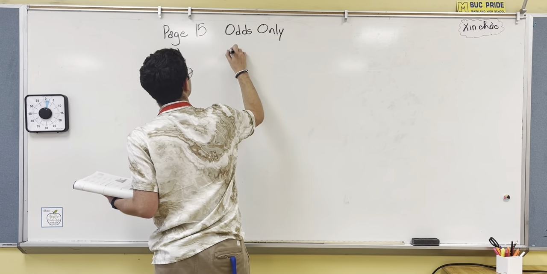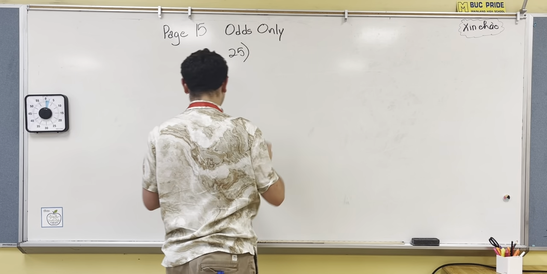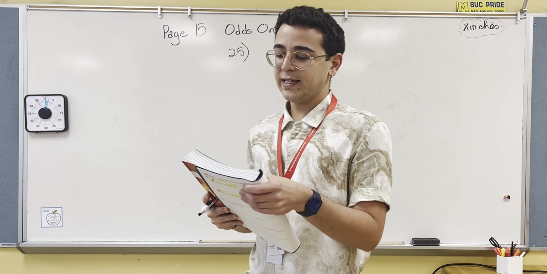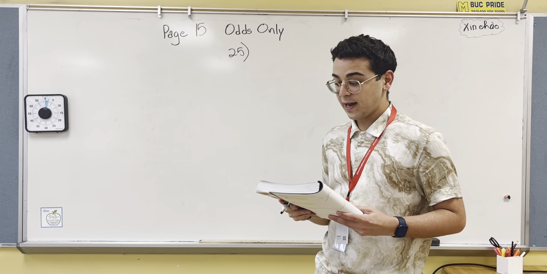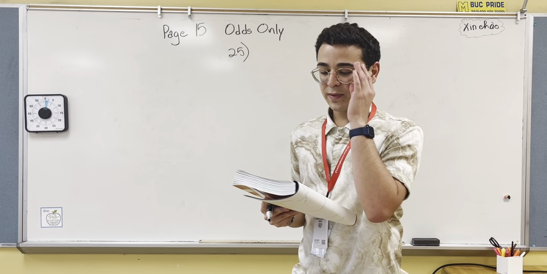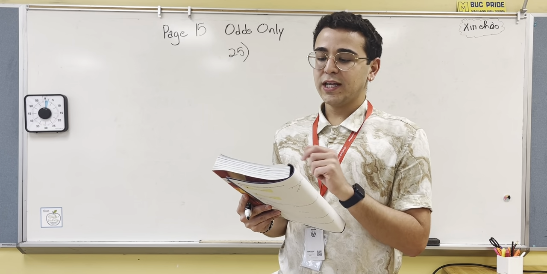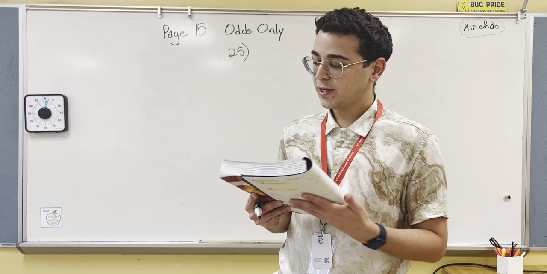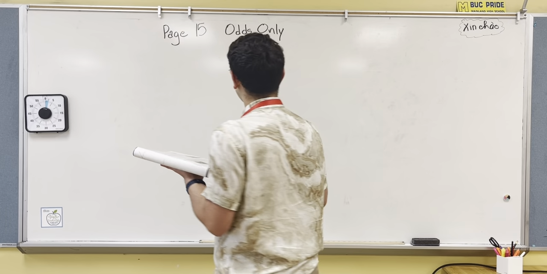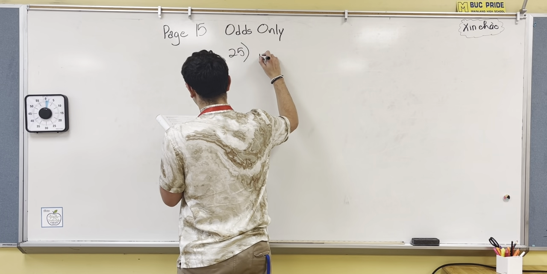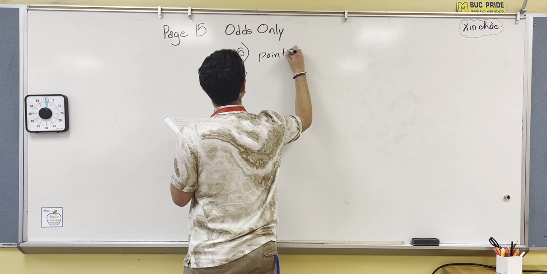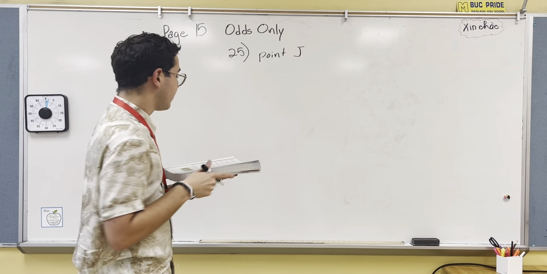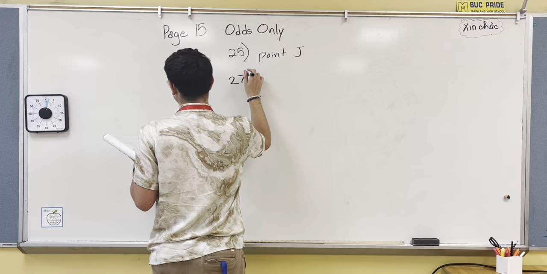Number 25. Name a point that is collinear with points E and H. And we're talking about the diagram. So here we see a cube, and we're looking for collinear points that are on the same line as E and H. Looking at E and H, I see that the answer is point J, because it is between the two on the cube.